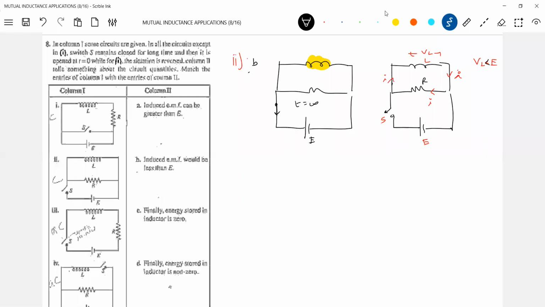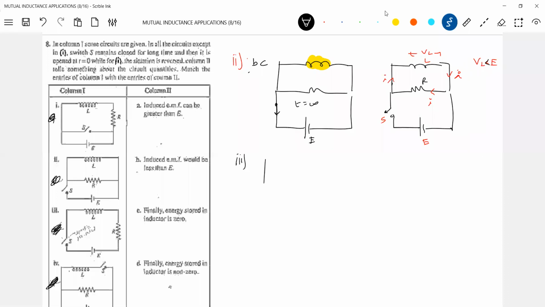Final energy stored in inductor. Okay, some of you are getting confused with this, I'll erase this here. Now EMF induced would be less than E. Then final energy stored in inductor is 0. Yes, it must be, because the total energy of the coil will be given to resistor R. Final energy stored in inductor is non-zero, that cannot happen. Induced EMF greater than E, not possible. Okay, let's come to the third diagram.